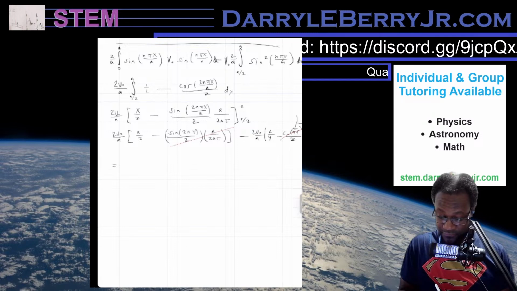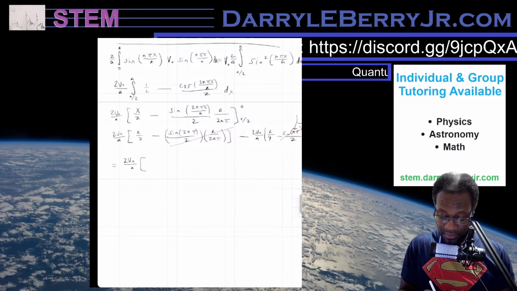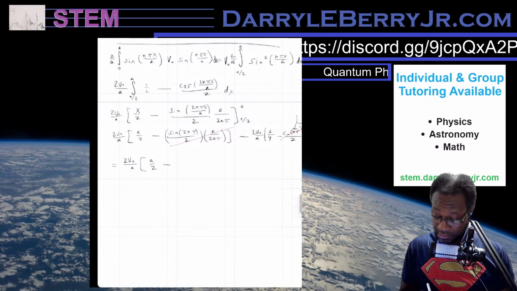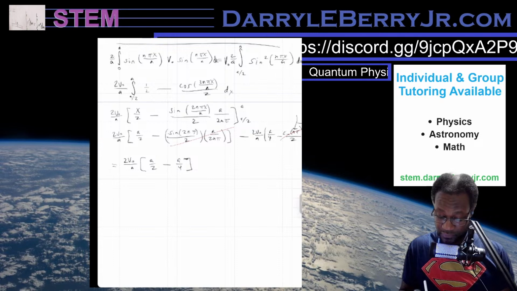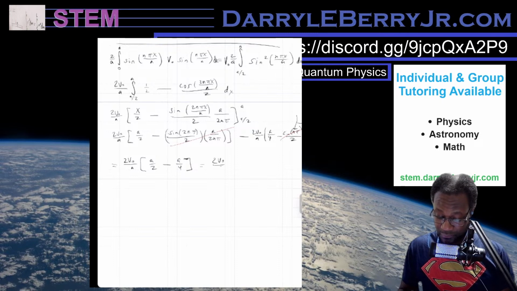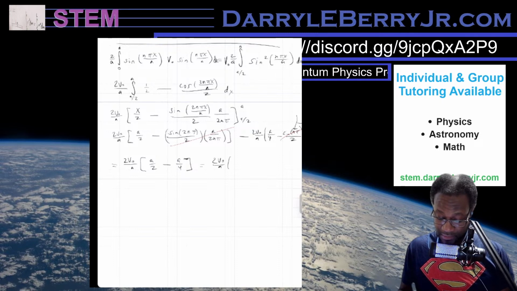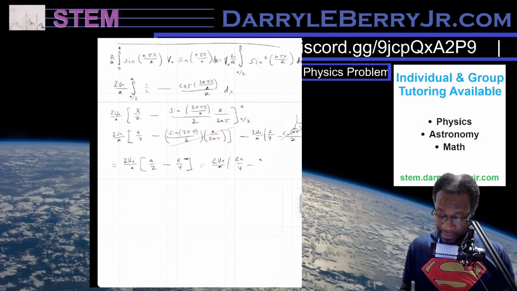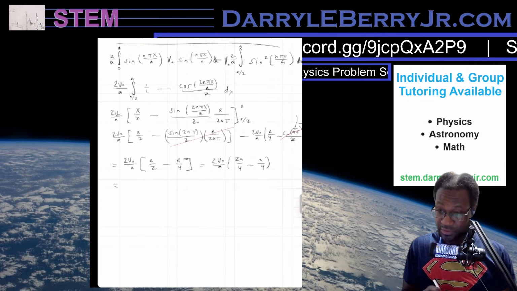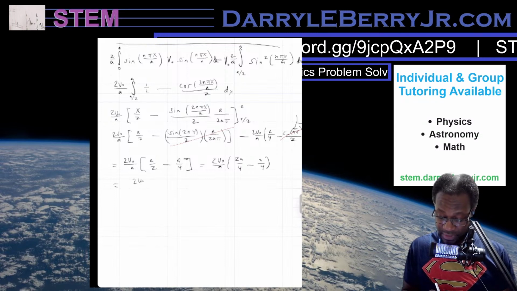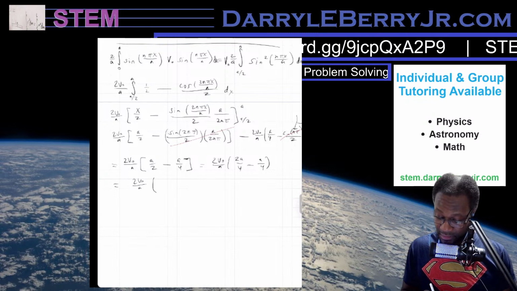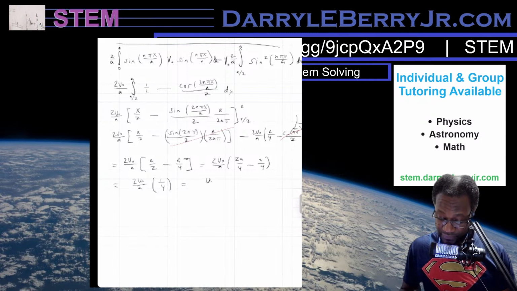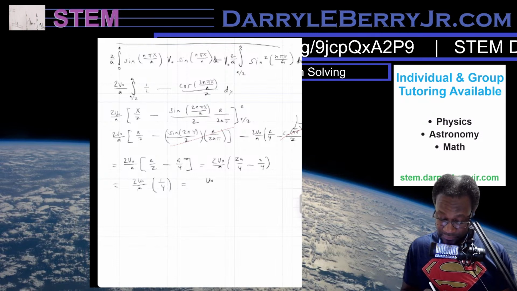We still have 2 V naught over a, times a over 2 minus a over 4. So that's 2 V naught over a, times 2a over 4 minus a over 4. That is going to be 2 V naught over a, and 1 over 4. That's going to be V naught. The a's are going to cancel.